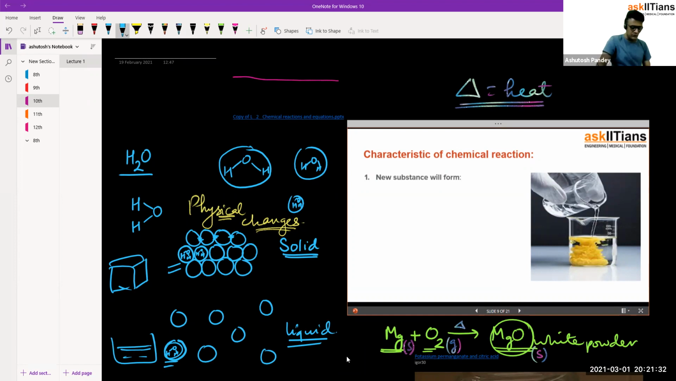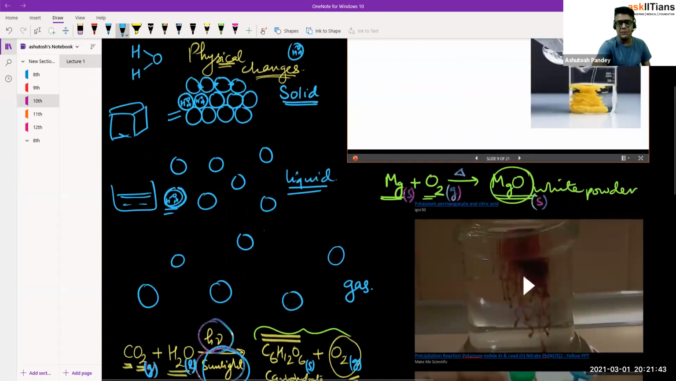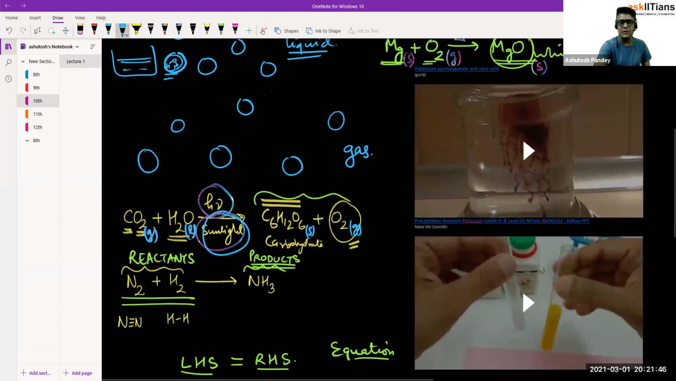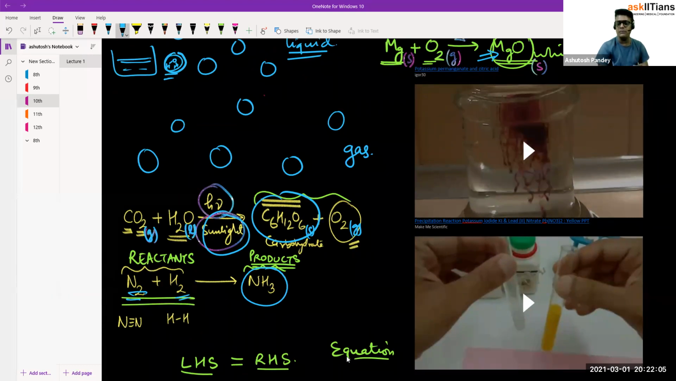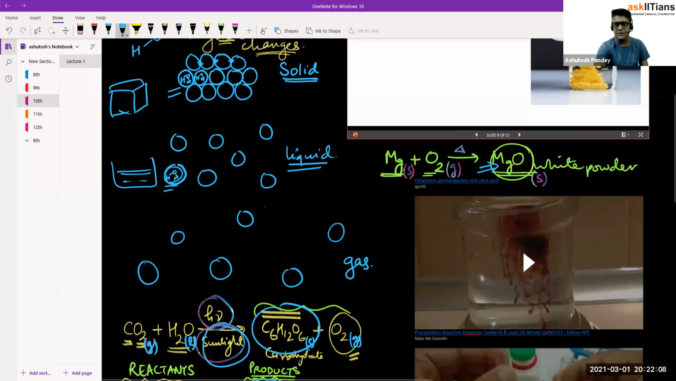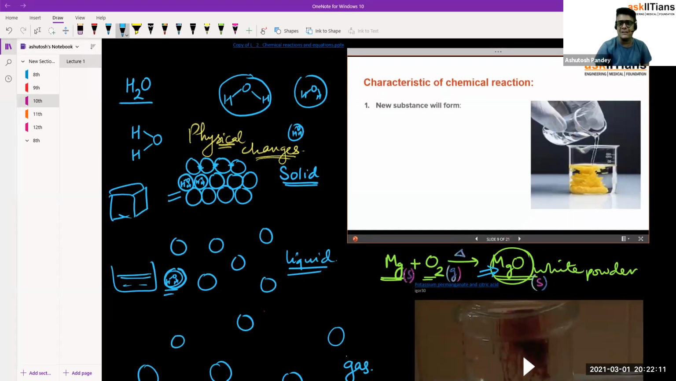Now, characteristics of chemical reaction. How are we going to know that a chemical reaction has occurred? So first thing is that some new substance will form. Like here in all the chemical reactions which we wrote, some new compound is being formed. Here see, MgO is a new compound. It was not present initially. This glucose is also a new substance. And then see, ammonia, it was not present earlier. Only N2 and H2 were there, and now NH3 is formed, and that's why we'll say that when a new compound is formed, then a chemical reaction has occurred.